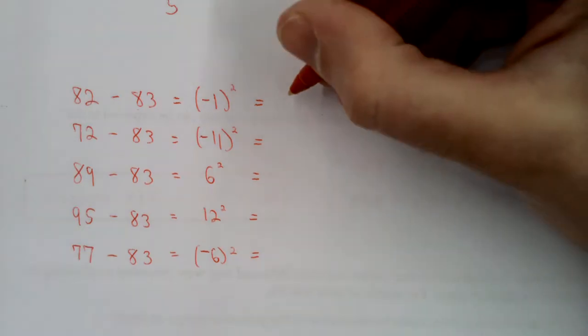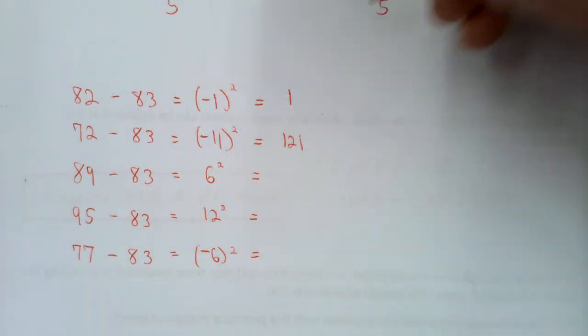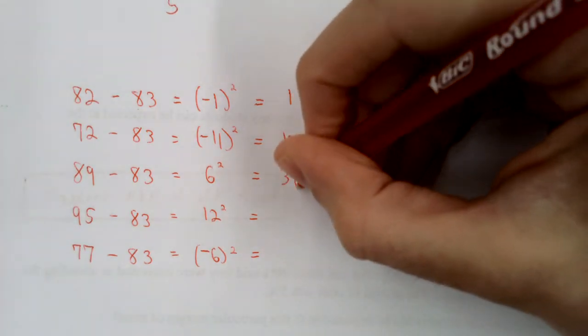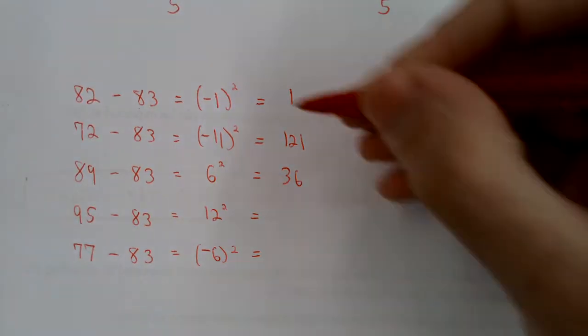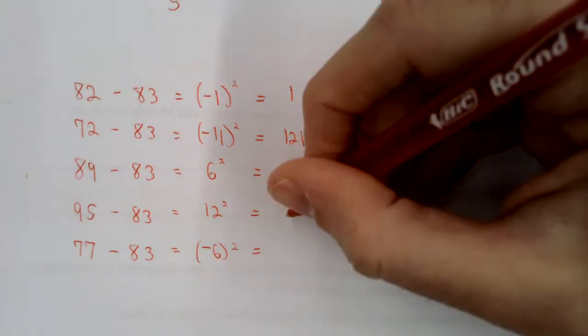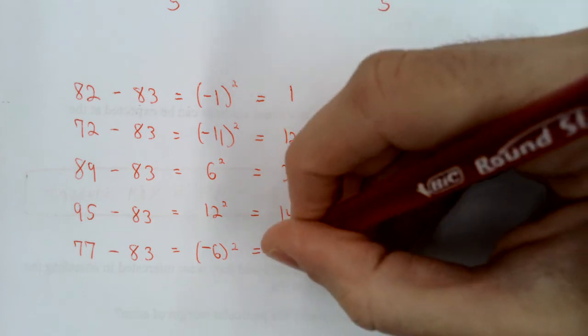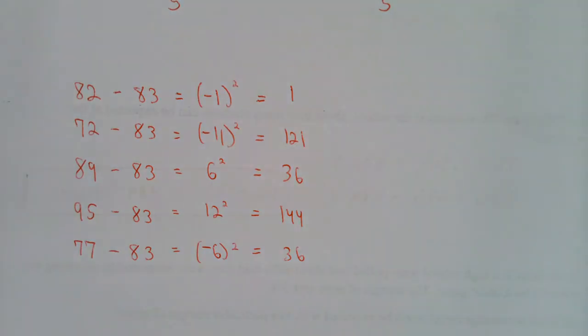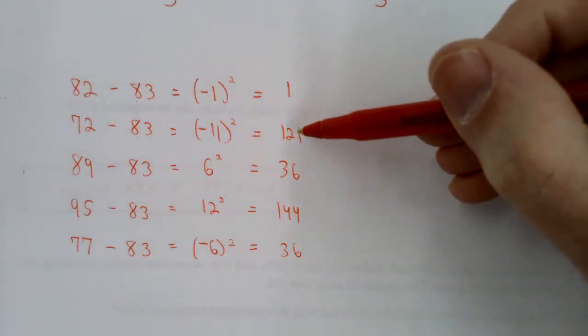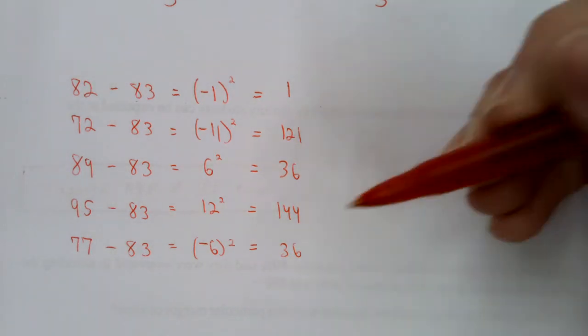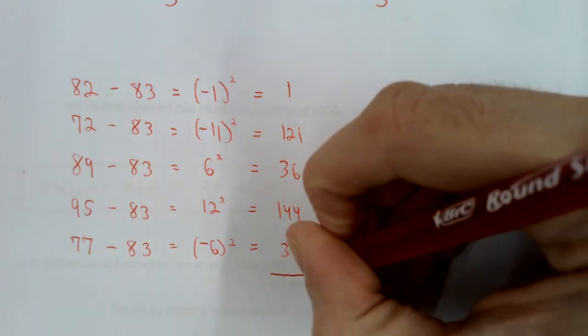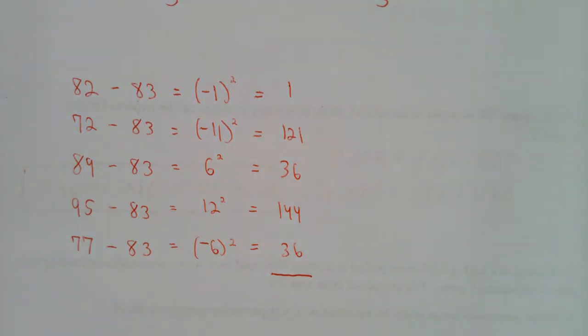We're going to get 1, 121, 36, and these are all positive because when you square a negative, it's positive. 144, and then 36. Now what you're going to do is add up all 5 of those numbers. 1 plus 121 plus 36 plus 144 plus 36 gives you 338.